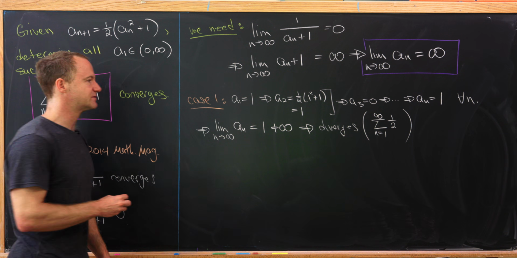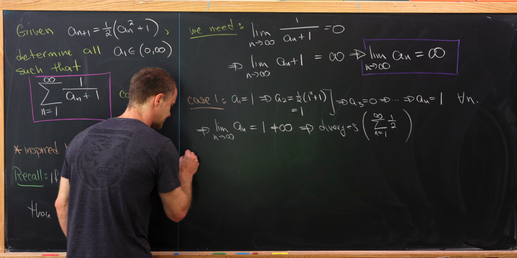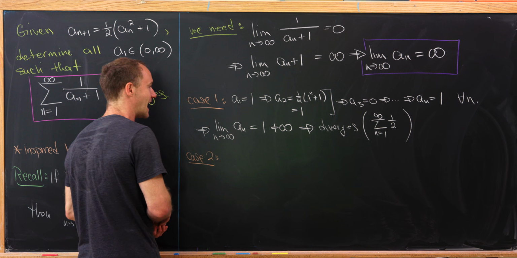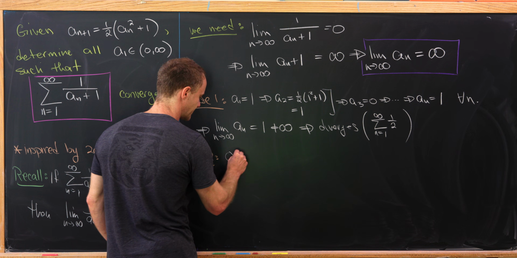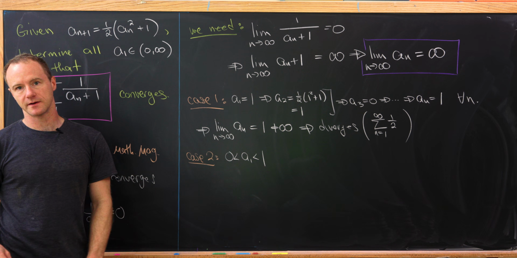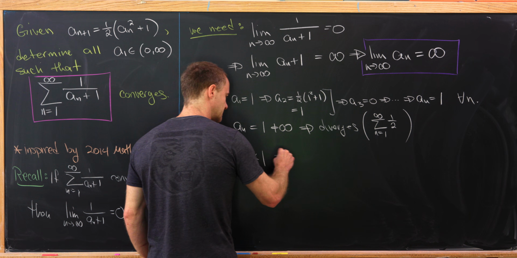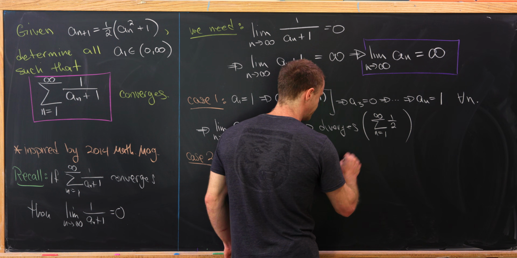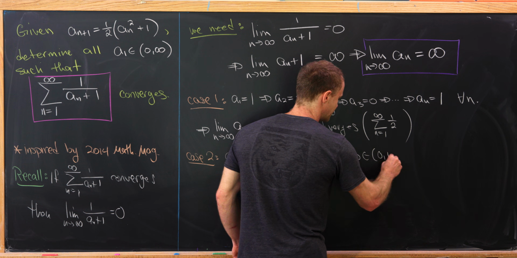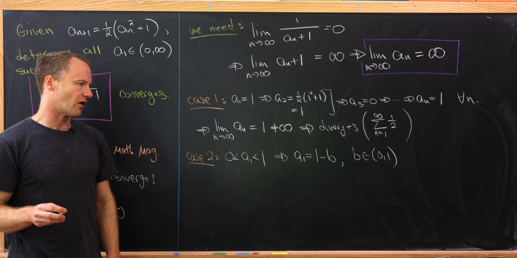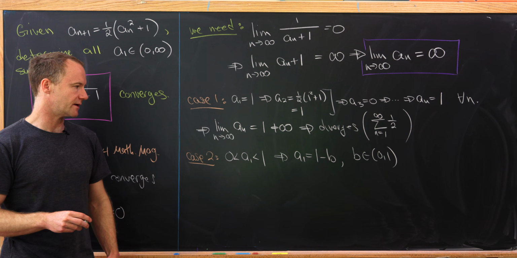Okay, so now let's move on to our second case. Our second case will be the case when a_1 is less than 1. So here we have 0 less than a_1 less than 1. But now what I'll do is I'll write a_1 as 1 minus b, where b is some number between 0 and 1. So we want to see how far away it is from the number 1.